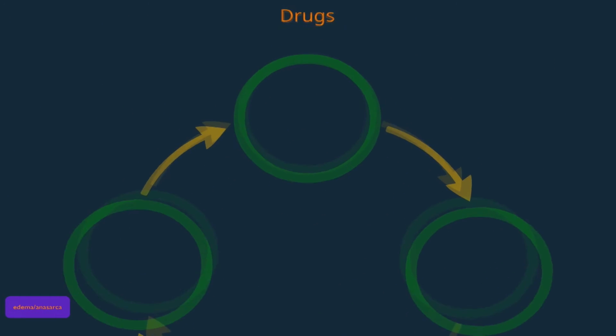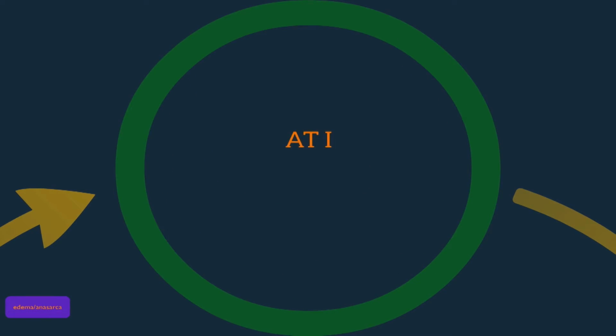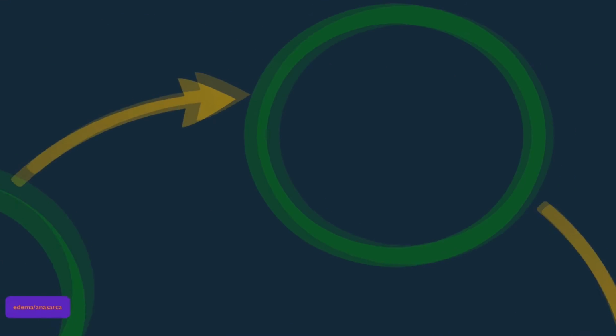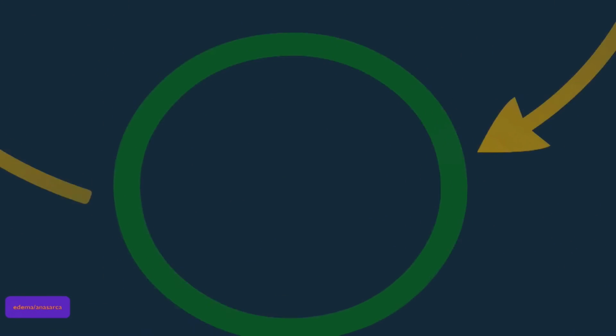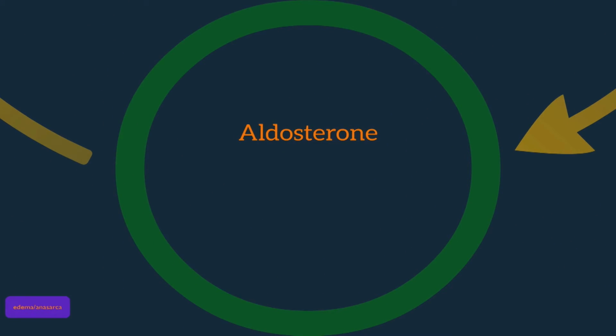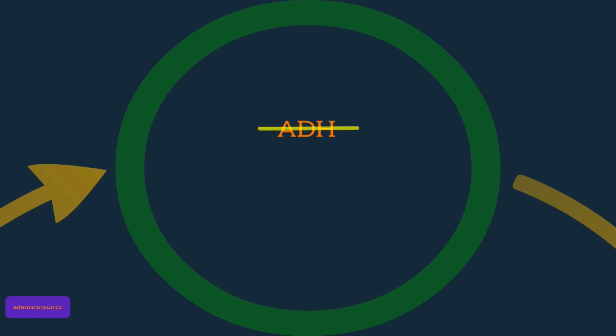Let's dig a little deeper. In terms of the drugs, angiotensin 1 can be blocked by the use of an ACE inhibitor. Angiotensin 2 can be blocked by the use of angiotensin receptor blockers or combinations thereof. Aldosterone can be blocked by the use of aldactone or other aldosterone antagonists. And ADH can be blocked with the use of Vaptans.